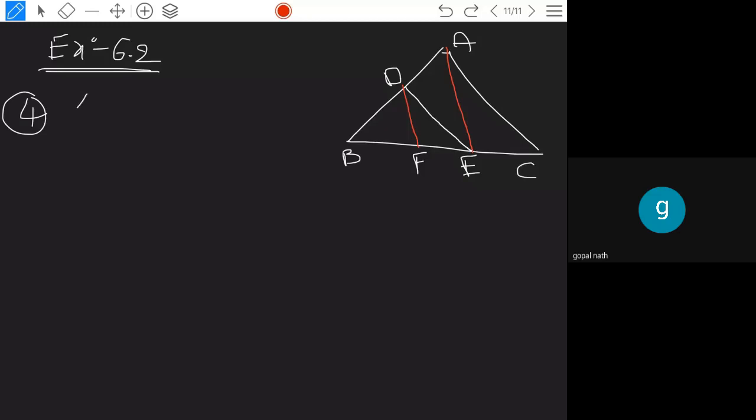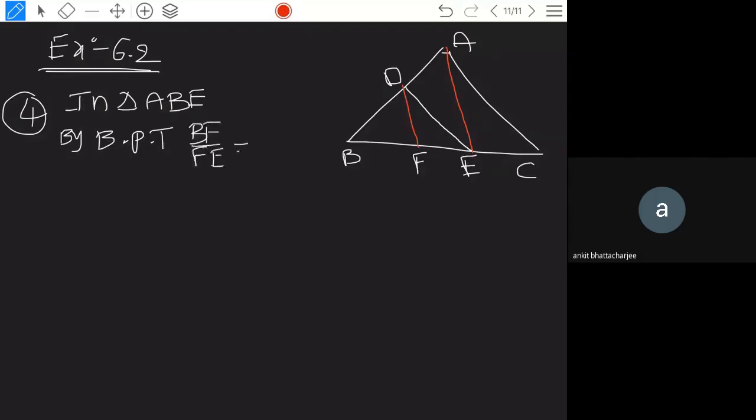So in triangle, sir, what is the triangle? ABE. Very good. In the triangle ABE, by basic proportionality theorem, you can write that BF by FE is equal to, what do you get? BD by AD. Better you say BD by DA.